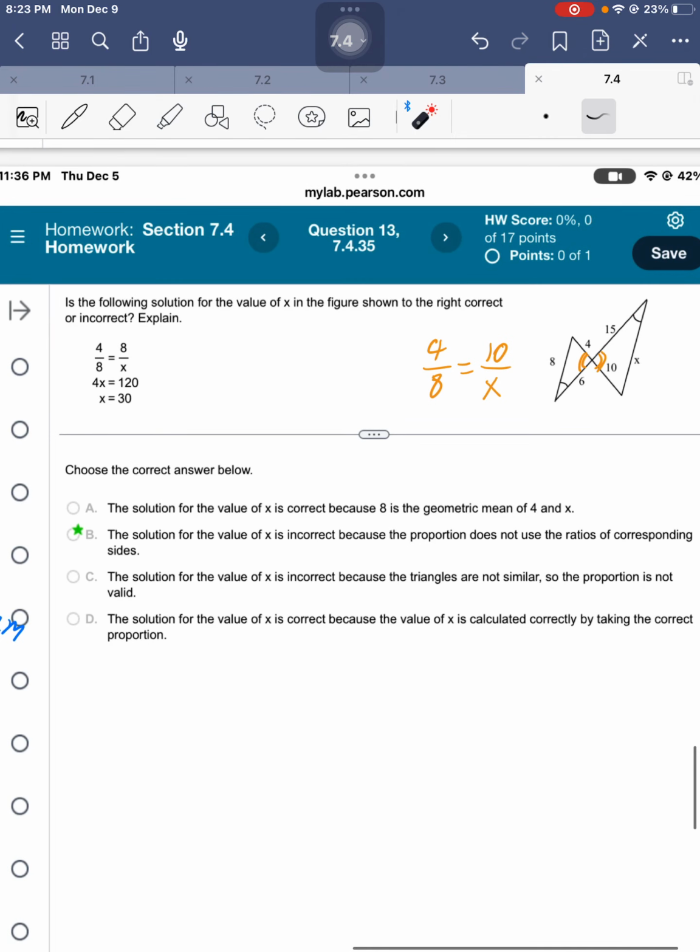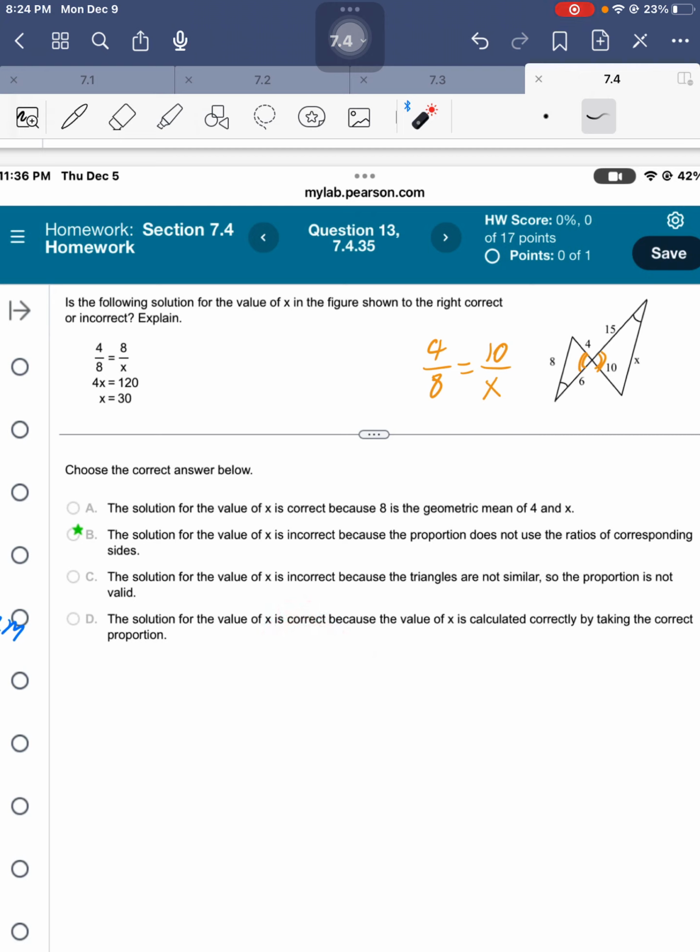So what went wrong? Look, this is what went wrong, guys. There was an 8 up here instead of a 10. So the solution for the value of x is incorrect because the proportion does not use the ratios of corresponding sides. That's my answer. We have not learned anything about geometric mean yet, okay? The solution for x is incorrect because the triangles are not similar? No, that's not true. They are similar, right? They are similar because of the AA similarity theorem.